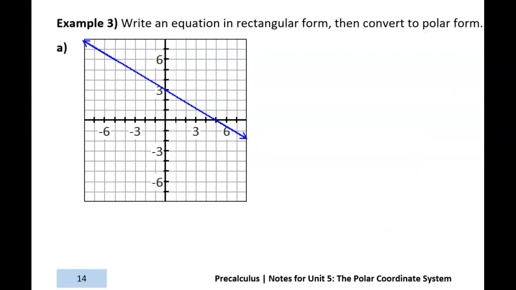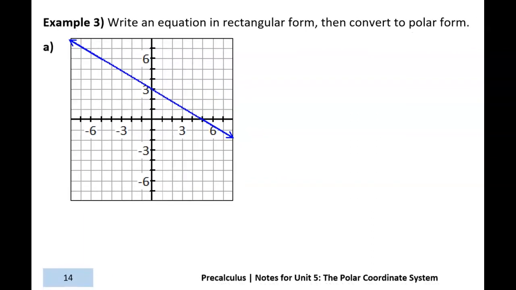All right, in the last few examples here, we're going to write our equations in rectangular form from a graph, and then we're going to convert into polar form. Now, of course, this one's just a line, so it should be easy to write the equation. y is equal to mx plus b. So if we take a look at a couple of points that we can find here, it looks like we have a slope of -2/3 and a y-intercept of 3.